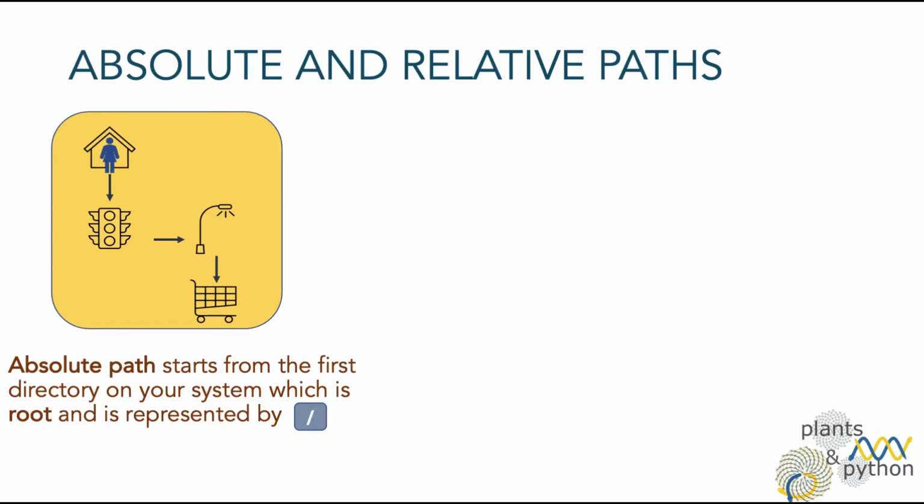In Linux, we can reference a file or folder location either through an absolute path or a relative path. Imagine that you want to give a friend the instructions to get from your home to the supermarket. So you start, go straight, then at the traffic lights turn left, and at the lamppost turn right, and you will reach the supermarket. This would be similar to an absolute path, which starts from the first directory on your system that is called root, and it is represented by a slash.